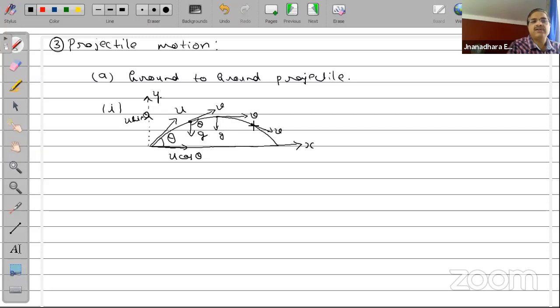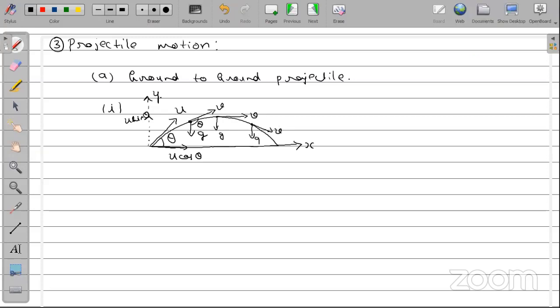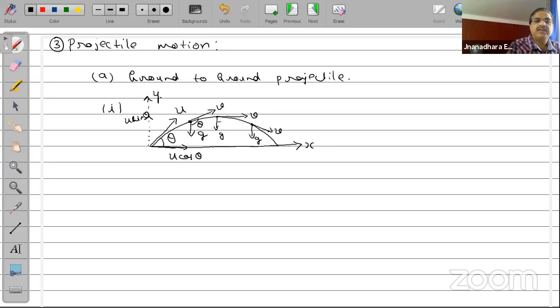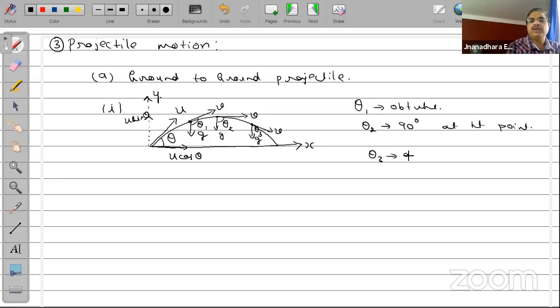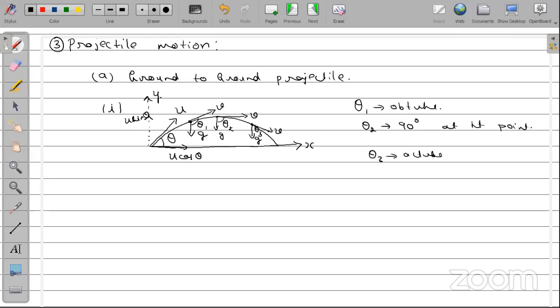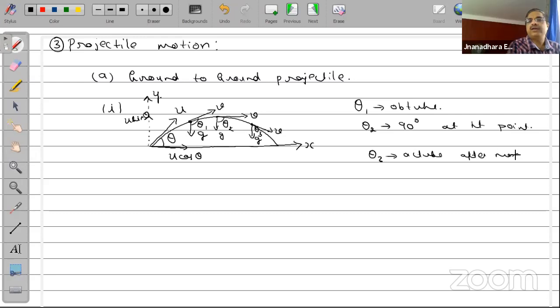Just to give you a comparison, in case of circular motion, you will always find that this angle theta will be the same, which is 90 degrees. But in the projectile motion, this will keep changing. You'll find that theta 1 is obtuse. That is, before attaining the highest point in the trajectory, theta 1 is obtuse. Theta 2 is equal to 90 degree at the highest point. Theta 3 will be an acute angle, that is after maximum height is attained.